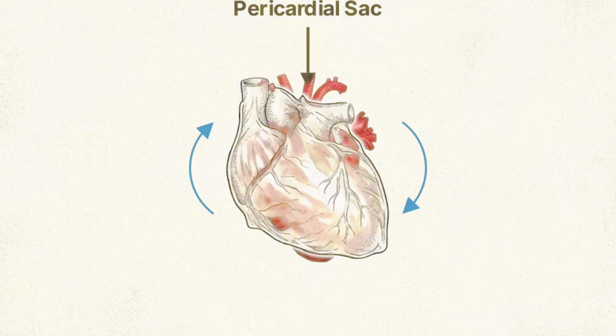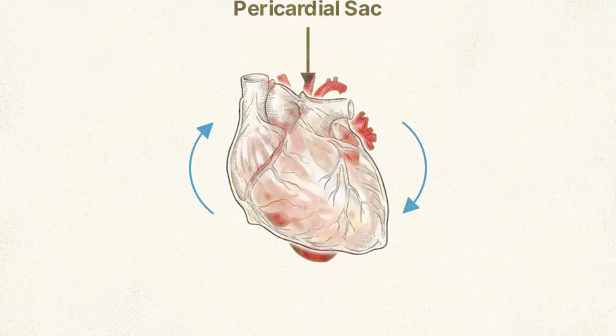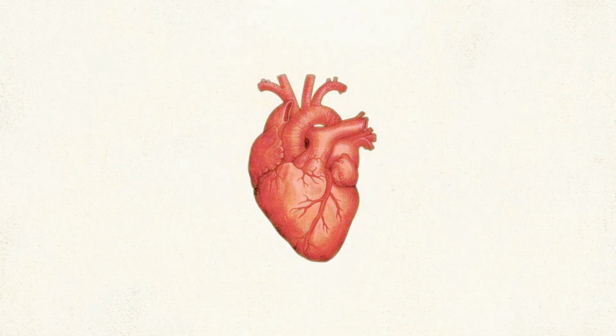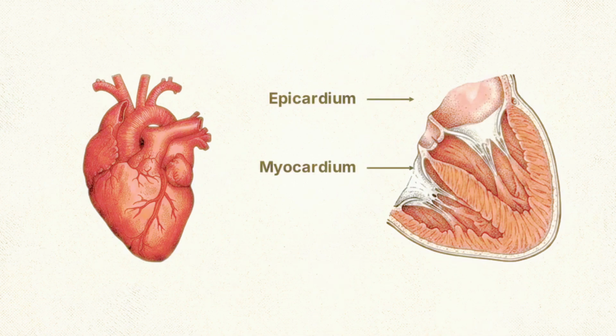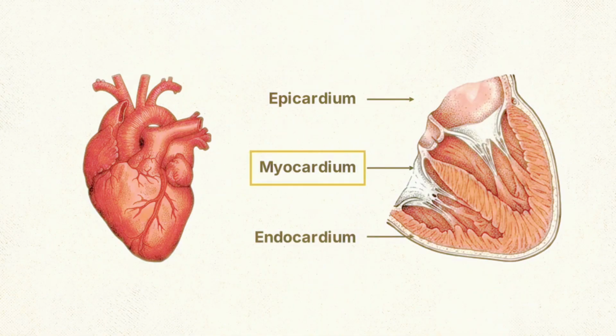Removing that sac reveals three foundational layers that form the actual heart wall. The outer layer is the epicardium, the middle is the myocardium, and the inner lining is the endocardium. The myocardium is the primary working layer. It is composed of thick muscle tissue responsible for generating all the contractile force required to push blood.